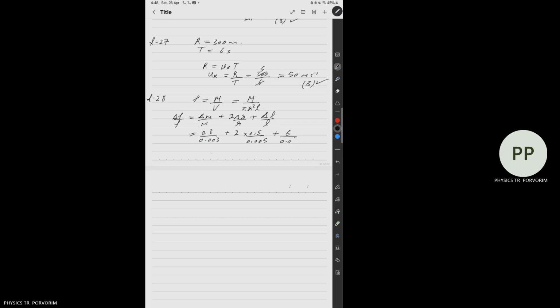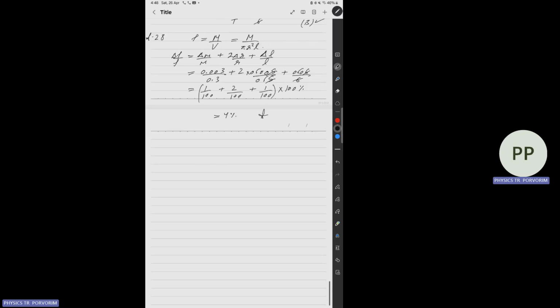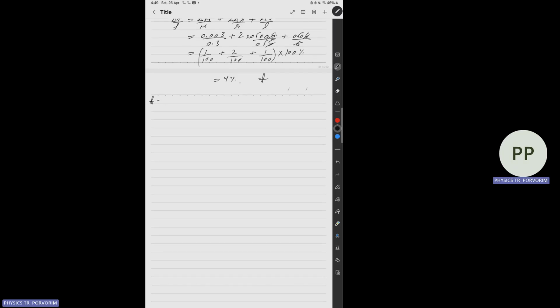Wait, I have put the values the wrong way. So delta m is 0.003 divided by 0.3, plus 2 times delta r, which is 0.005 divided by 0.5, plus delta L, which is 0.06 divided by 6. So it will be 1 by 100 plus, when we solve the values, 2 by 100 plus 1 by 100 again. And we have to calculate percentage error, that is why we multiply by 100 again. The denominator is the same, so the numerators are added directly, and the answer will be 4, not 4 Newton, it's 4%. So the D option is correct.